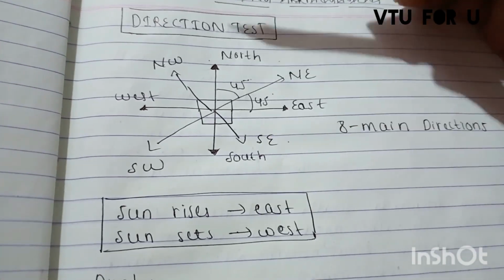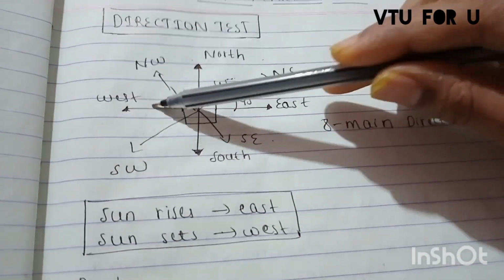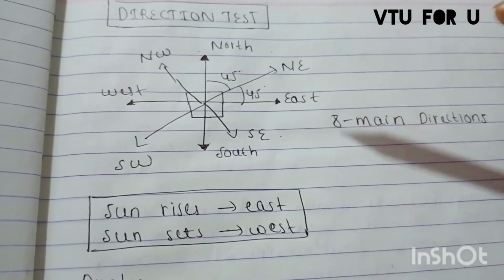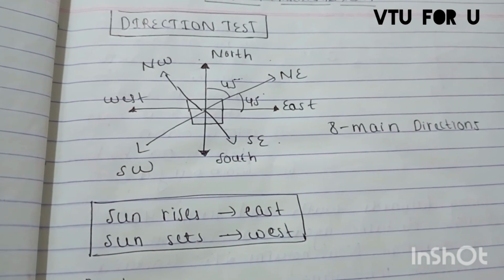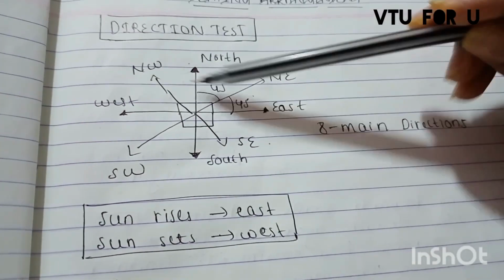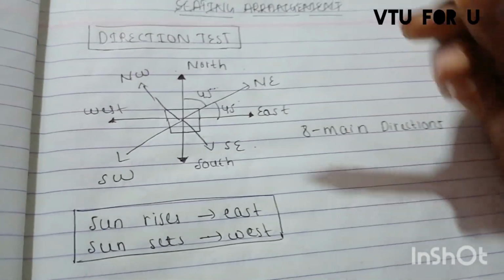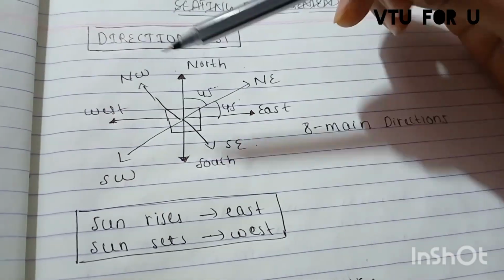Here, as we all know, it is north and south, east and west. Commonly remember these things: up is north, down is south, left is east and this side is west. Okay, this is the most common thing. There are mainly 8 main directions.